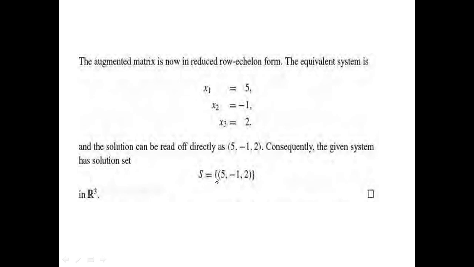That method was Gaussian elimination, but in the Gauss-Jordan method we first find the augmented matrix, then by using elementary row operations we must convert it into RREF, reduced row echelon form, and finally we obtain its solution set, that is x1 equals 5, x2 equals minus 1, x3 equals 2. So consequently the given system has solution set (5, -1, 2) in R3.